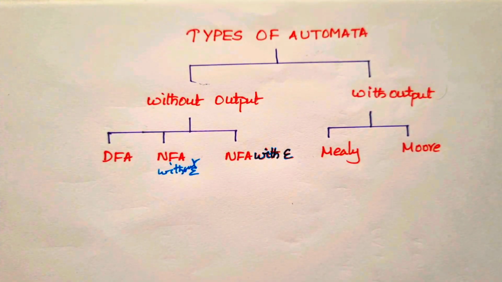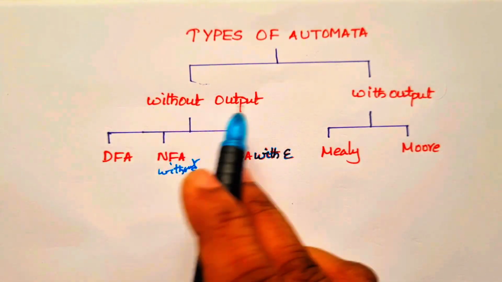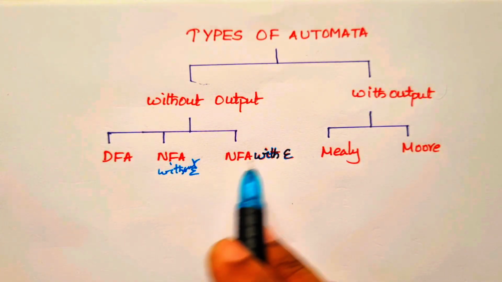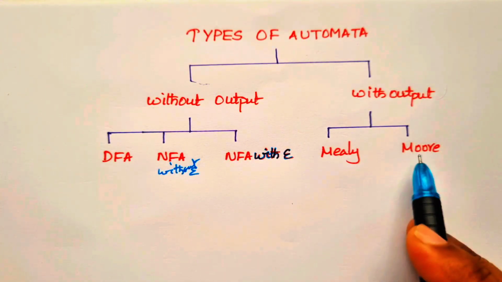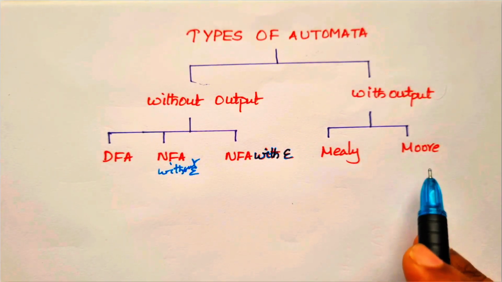Types of automata, there are basically two types, without output and with output. In without output, there are DFA, NFA without epsilon, NFA with epsilon. Coming to with output, there are two types, Mealy and Moore machines.